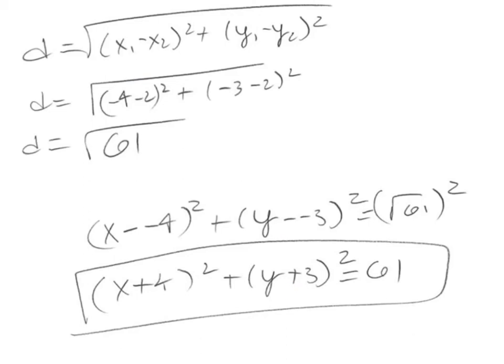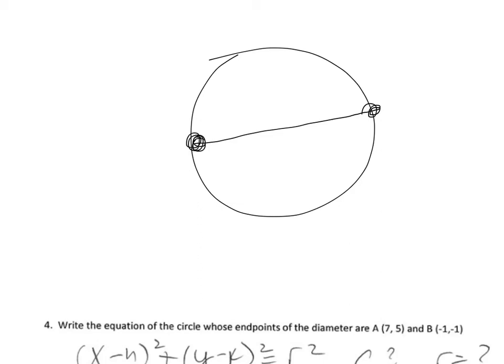Okay, and then the last slide, and we're finished here. So this one is probably the most difficult, but probably the most common on the Regents. It says, write the equation of the circle whose endpoints of the diameter are (7, 5) and (-1, -1). So think about that for a second. If we have a diameter of a circle, the midpoint of the endpoints of the diameter would be equal to the center of the circle, and the distance between the center and one of those endpoints is going to be the radius.